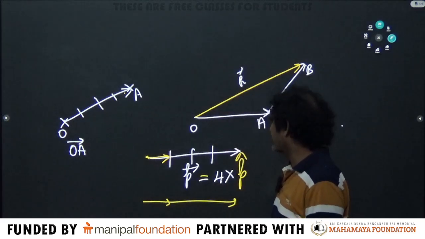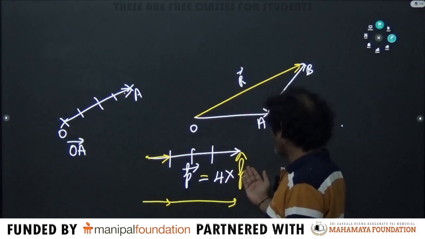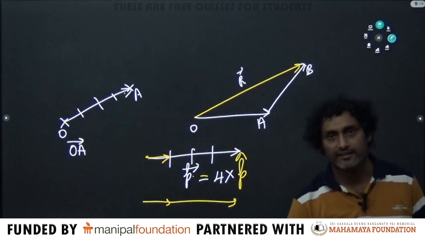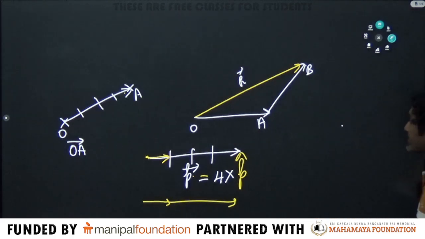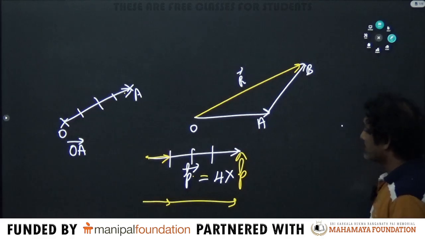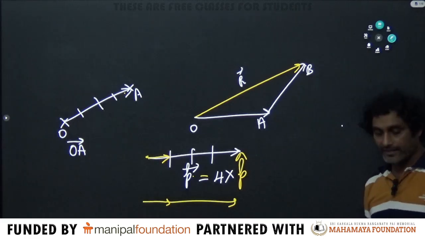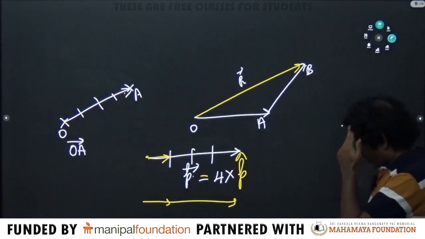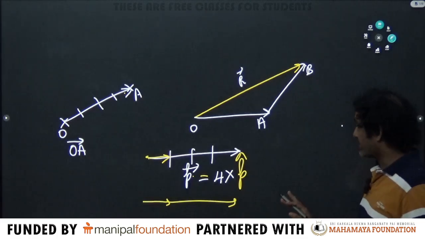So if you want a unit vector, what should you do? If I want a unit vector, isn't it the vector divided by its magnitude? Done. That's it. Is that okay? So that's how unit vectors work.